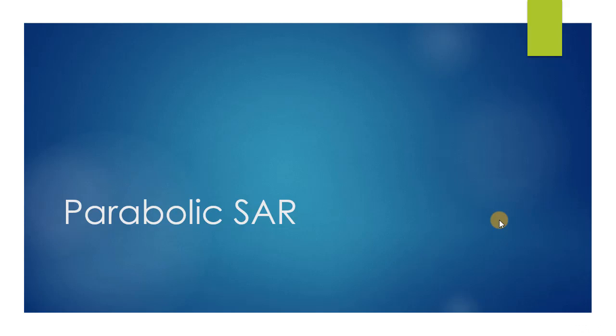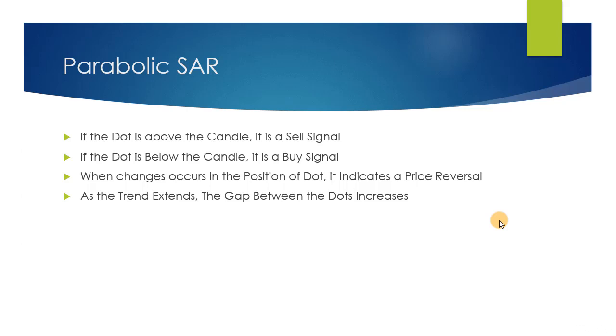The indicator is in the form of dots that appear above or below the current candle. If the dot is above the candle, it is a sell signal or downtrend. If the dot is below the candle, it is a buy signal or an uptrend. We mainly use parabolic SAR for the stop and reverse signal. So, when a change occurs in the position of the dot, from below to above or from above to below, it indicates a price reversal.